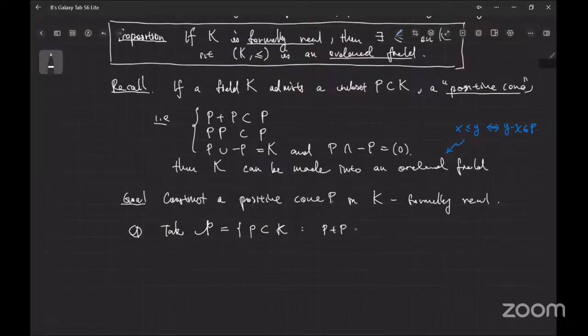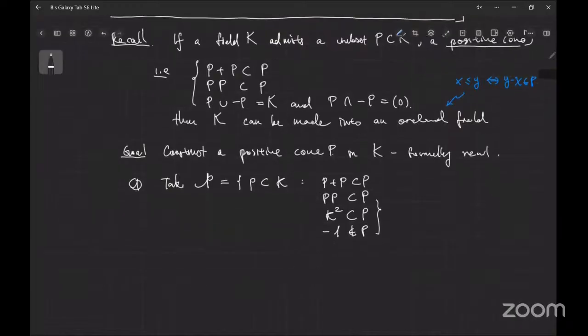P is closed under addition. P is closed under product as well. This one is interesting: every square is in P, and -1 is not in P. Okay, so these conditions are what's going to qualify as our collection.